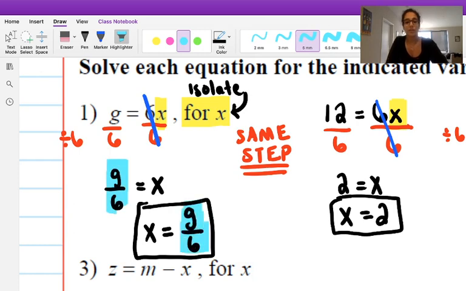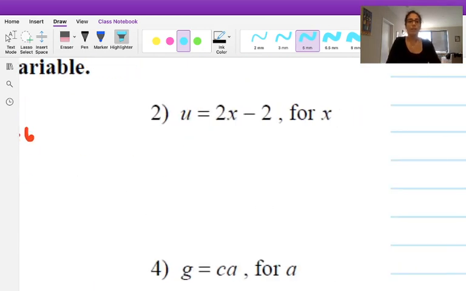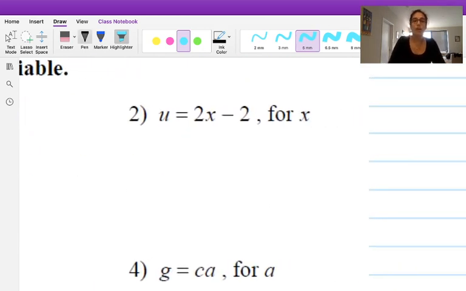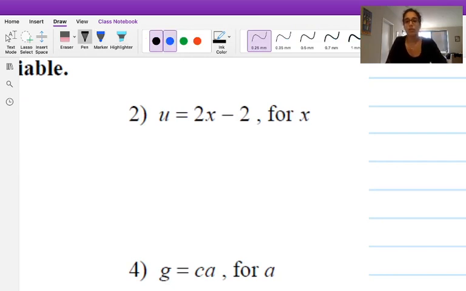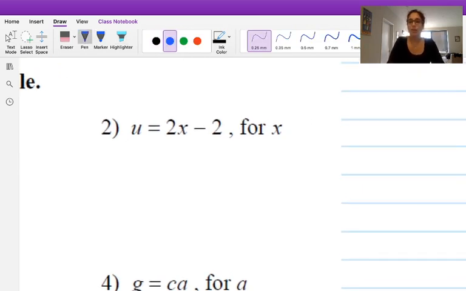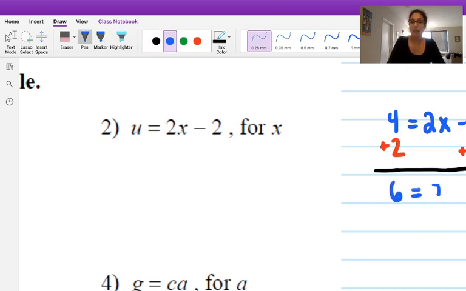All right, let's try another one. U equals 2x minus 2. So I'm going to rewrite something that we know how to do, right? What do we know how to do? We know how to do, let's say, 4 equals 2x minus 2. What is our first step? Our first step is to add 2, right? And then we get 6 equals 2x. And then what do we do? We divide by 2. And then we get 3 equals x, or x equals 3.